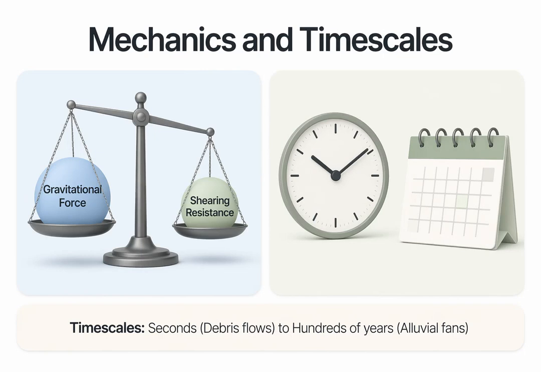For mass wasting to occur, the forces at play must tip out of balance. Materials on a slope have their own natural resistance to disturbing forces, known as shearing resistance. They will only yield and move when the downward pull of gravity becomes greater than this resistance. The timescales for these movements vary drastically. A debris flow or mud flow can happen in just a few terrifying seconds, while mass wasting along stable mountain slopes might take hundreds of years, eventually leaving behind large, fan-like alluvial structures.